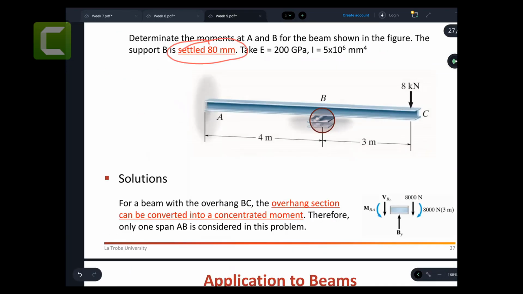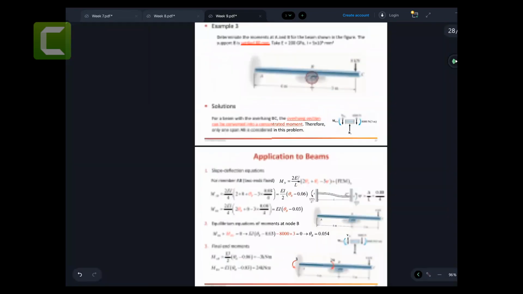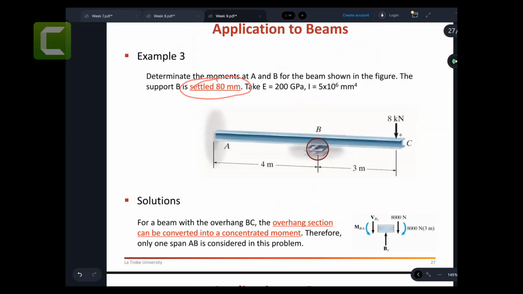You can see these settlements at the overhang section can be converted into concentric moments. So we're going to convert these into concentric moments, and we're going to use the settlement. What we're going to use is this part here, 8 kilonewtons times 3. So this is 8 times 3, 24. So this problem becomes like this.